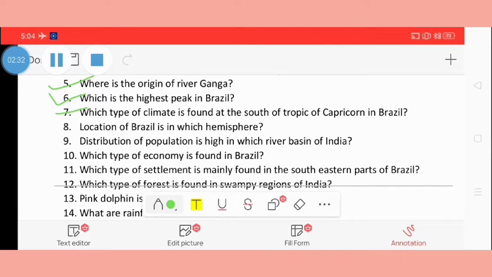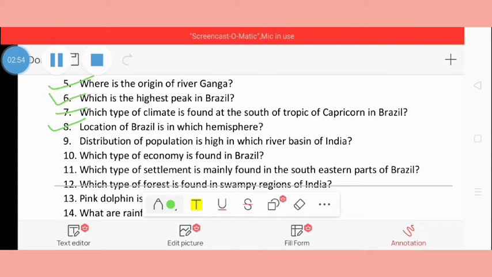Next, eighth question. The location of Brazil is in which hemisphere? The location of Brazil is in the southern hemisphere. Some part of Brazil is located in the northern hemisphere, but most of its part is located in the southern hemisphere.